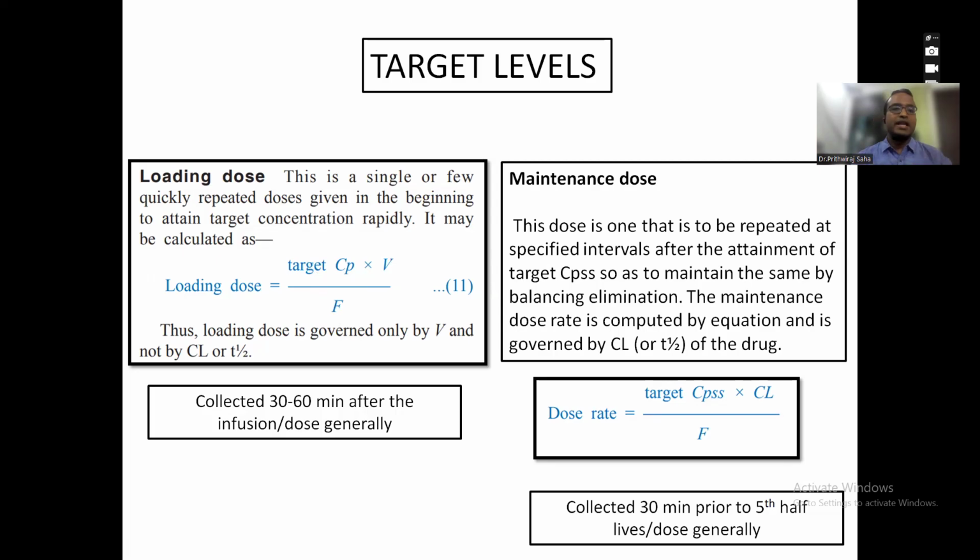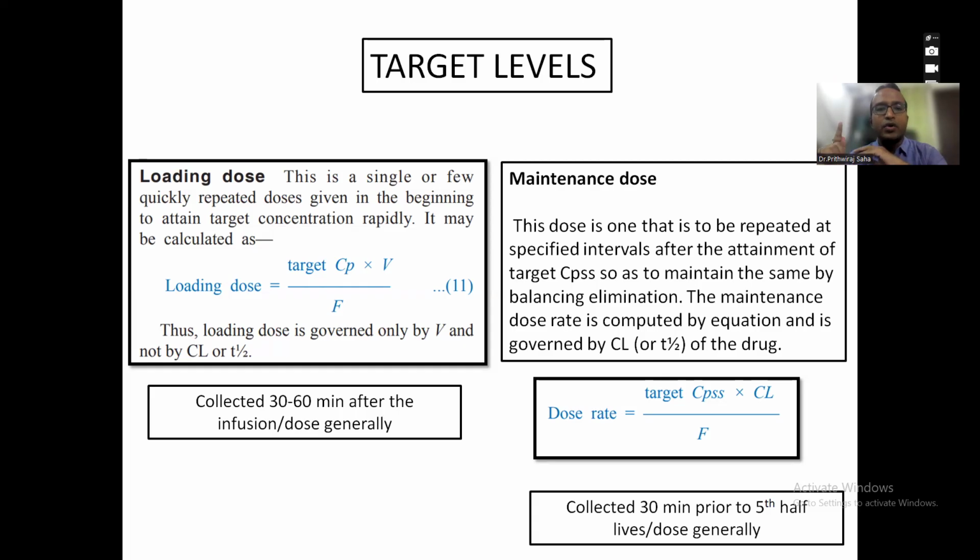So what is clear from here? That the loading dose is dependent on the peak concentration and the volume of distribution. See, in the loading dose, there is no term of clearance. So why am I reading this? So that it is clear from here.